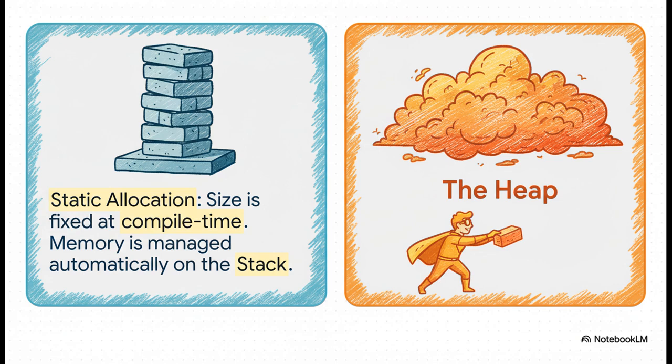On the left, you've got static allocation. When you write int scores[100], that size is baked in when you compile your code. That memory lives on something called the stack. But what if you need flexibility? Well, for that you need dynamic allocation, which uses a whole different area of memory called the heap.